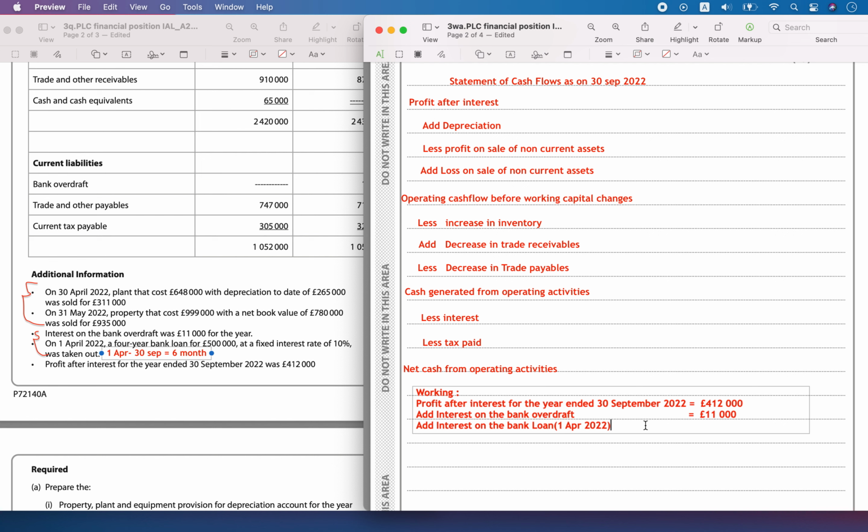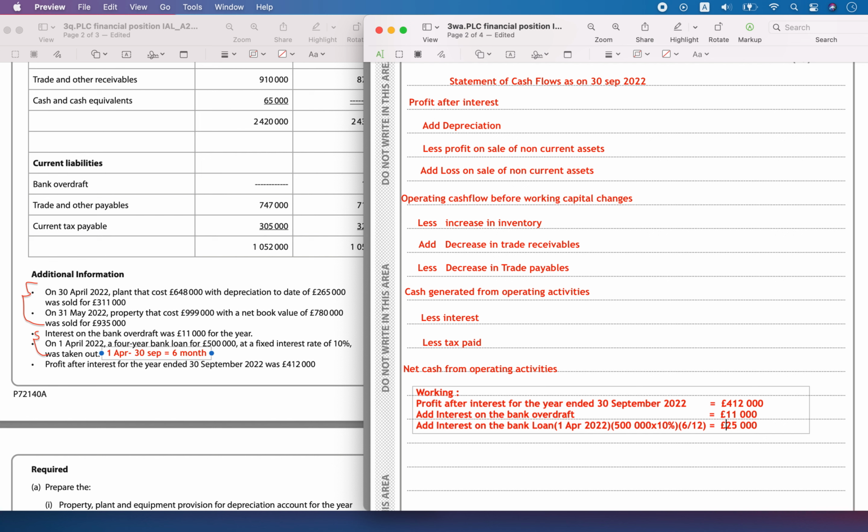Now to calculate this, the loan is 500,000 pounds. Let's calculate the interest: what is the interest payment at the rate of 10%? I have done it only for 6 months, not for the entire year. 500,000 at 10% is 50,000, divided by 2 is equal to 25,000. So 25,000 pounds is the interest payment for this bank loan for the 6 months.